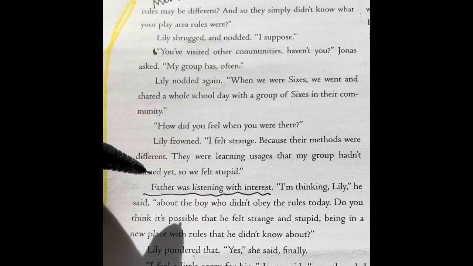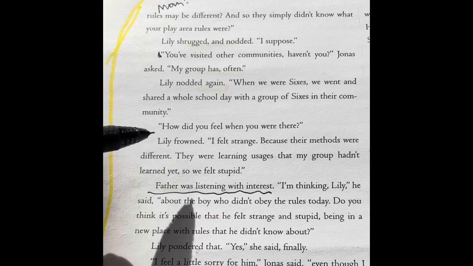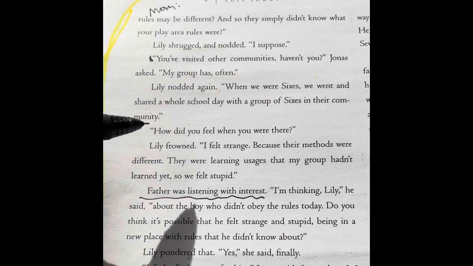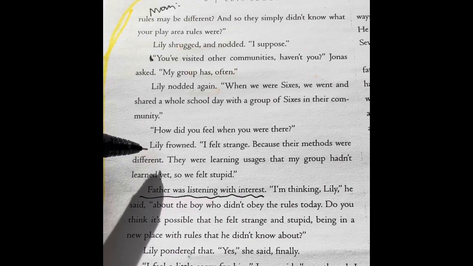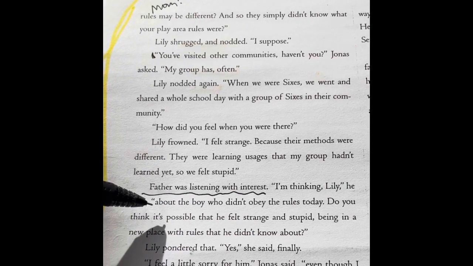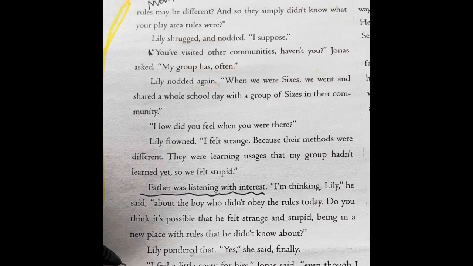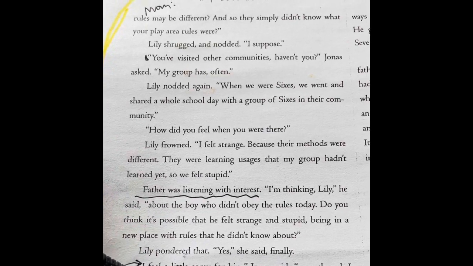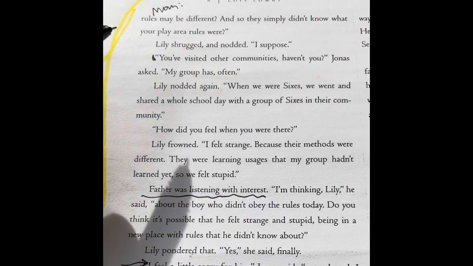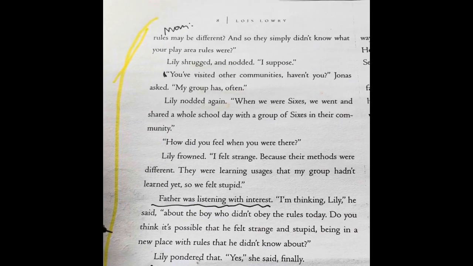And so everybody just asks questions, getting Lily to think more deeply about what happened and how she was feeling. Until finally, there's still another question. And it wasn't until here, right after multiple questions, that Jonas says, I feel a little sorry for him. So this is really an interesting family dinner, an interesting family dynamic, right?